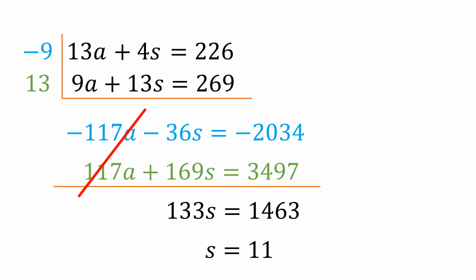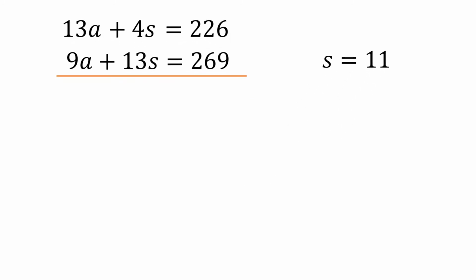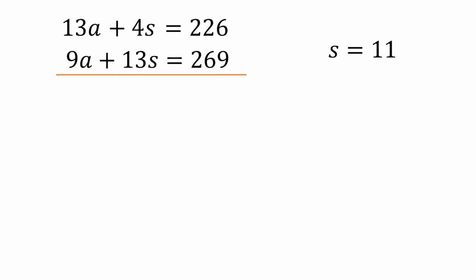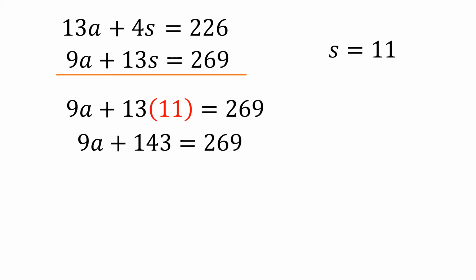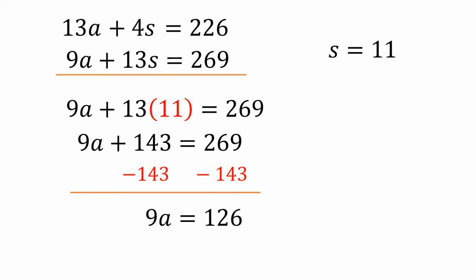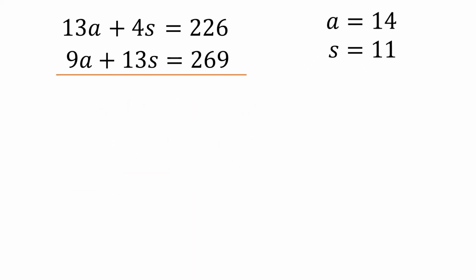So now I have the value of one of the variables. I can substitute that 11 in for S in one of the initial equations, and let's do it in the second equation. So 9A plus 13S, and now S is 11, equals 269. So 9A plus 143 equals 269. We can subtract 143 from both sides to get the 9A by itself. And then dividing both sides by 9, we'll see that A equals 14. Now we have solved our system of equations.